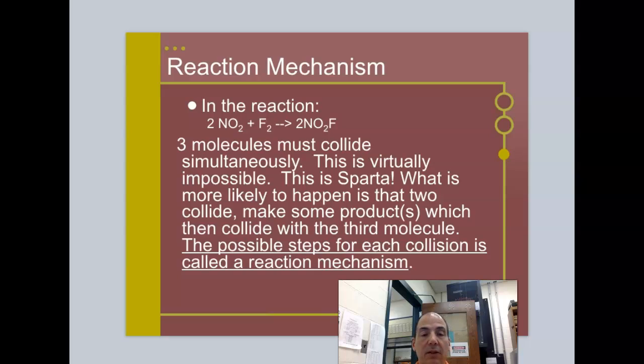Now, we don't necessarily have to know how to write out a mechanism. We have to recognize that there is a mechanism and that there are a series of steps, and some steps are going to happen fast, some steps are going to happen slow. And so when we recognize this, then we can recognize a way of actually trying to make a reaction happen faster. Okay, so a reaction mechanism is a set of possible steps for each collision in a reaction.